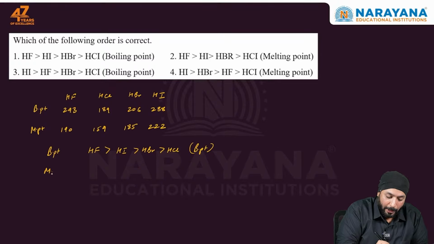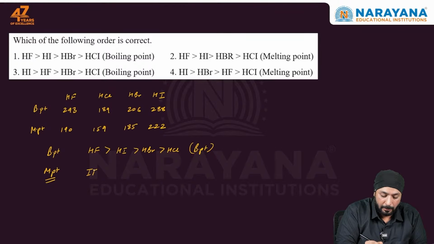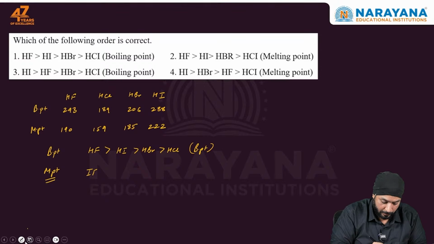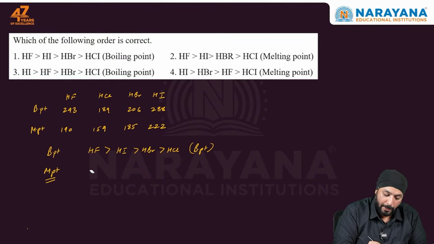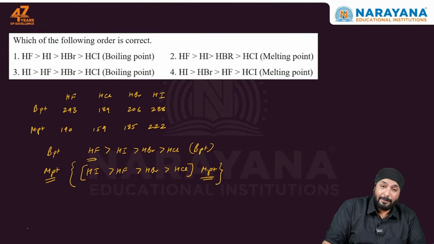While in melting point, where attraction as well as packing matters a lot, here you have HI more than HF, more than HBr, more than HCl. So, this order is very crucial for your JEE Advanced also. Students, please remember the melting point order properly, otherwise boiling point is very simple to understand because of London forces and hydrogen bonding.